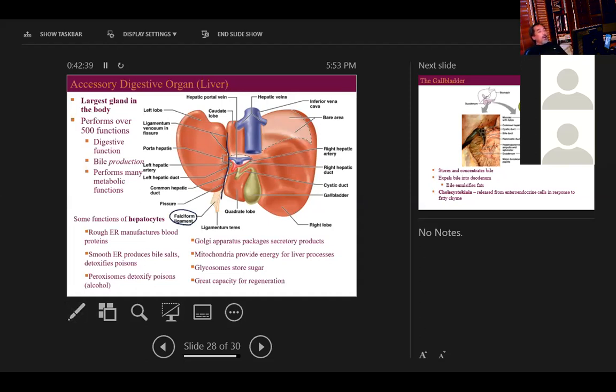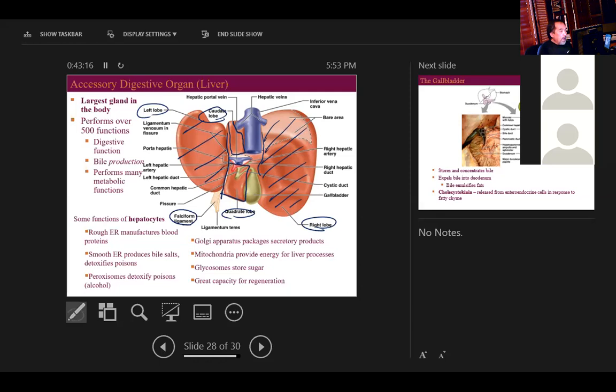Now I have four lobes of the liver. This one is called the left lobe, so the whole thing here is the left lobe. This one is going to be the right lobe, so all here is the right lobe. And then we have the quadrate lobe. It looks like a square, that's why it's called the quadrate lobe. And the one on top here is called the caudate lobe. These are the lobes of the liver.